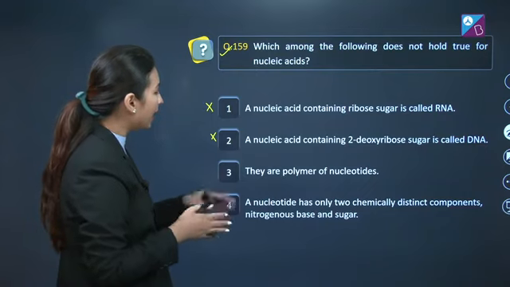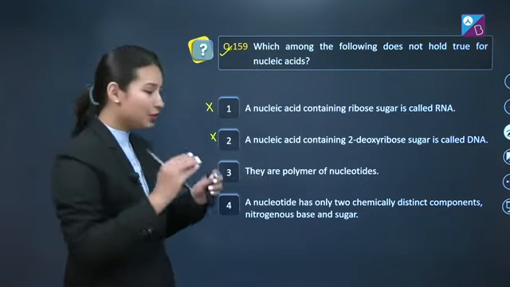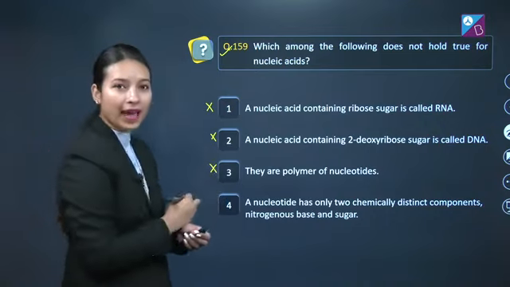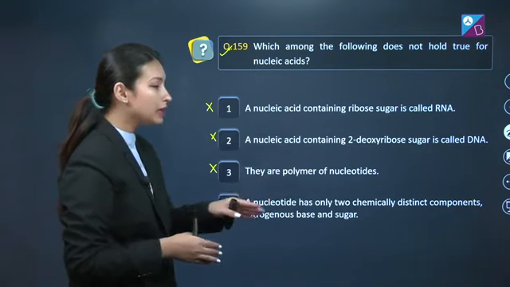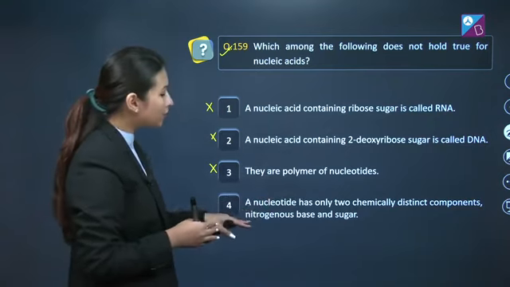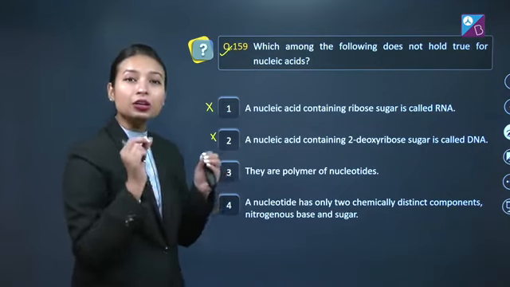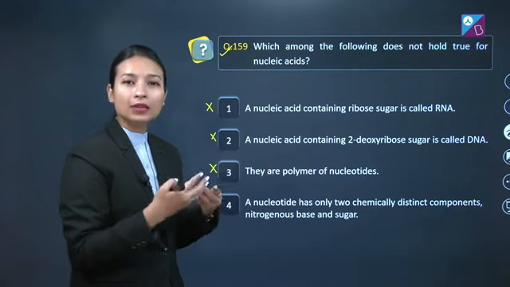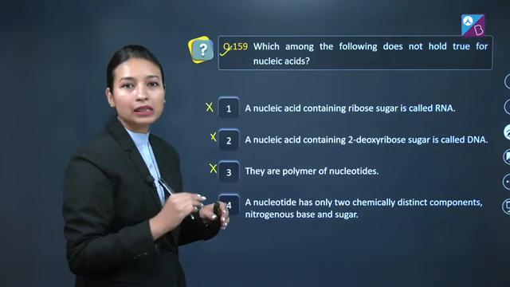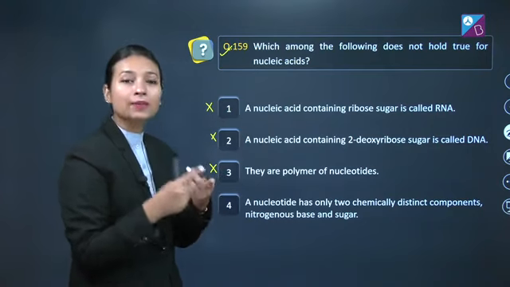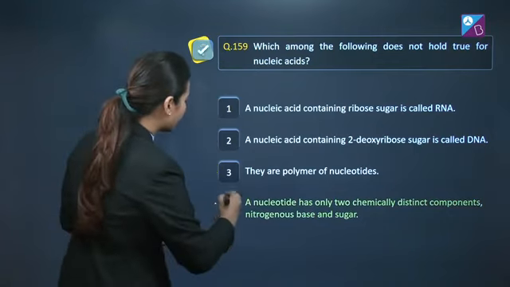Option number 3 here is, they are polymer of nucleotides. This is also absolutely correct. So this also cannot be our answer. Fourth option here is a nucleotide has only 2 chemically distinct components, nitrogenous base and sugar. So students, we discussed in the previous slide that nucleotide is formed when nucleoside combines with a phosphate group. So they have 3 chemical components, that is nitrogenous base, a sugar and a phosphate group. So option number 4 is our correct answer.